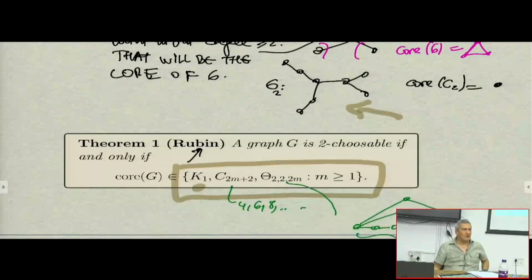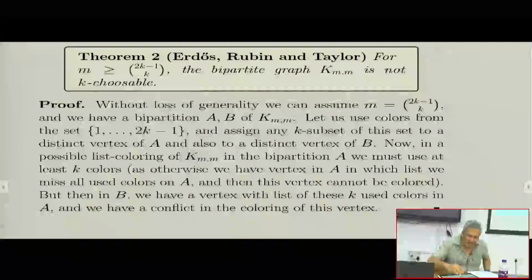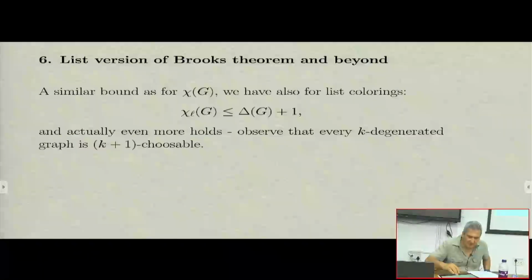So there is no characterization for three choosable graphs. It is NP hard, so there will be no such theorem. Okay, we don't have much time. Maybe in the exercise part I will speak a little more, because I would like to prove that. Let's use slides because we are very slow.